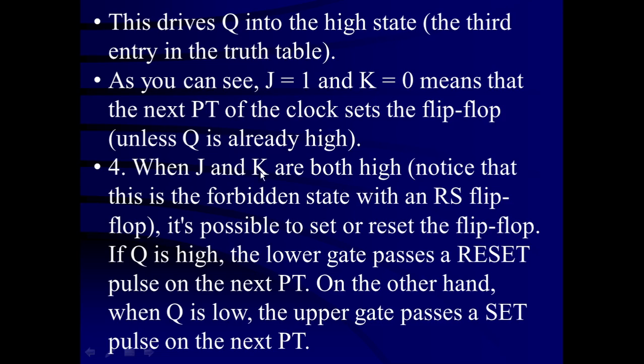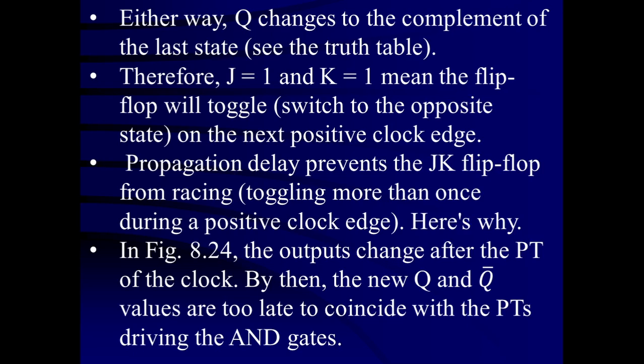Now the fourth condition is explained here: when J and K are both high. Notice that this is a forbidden state with the RS flip-flop. It's possible to set or reset the flip-flop. That means if it is set, we can reset it, and if it is reset, we can set it. If Q is high, the lower gate passes a reset pulse on the next positive transition. On the other hand, when Q is low, the upper gate passes a set pulse on the next positive transition. Either way, Q changes to the complement of the last state.